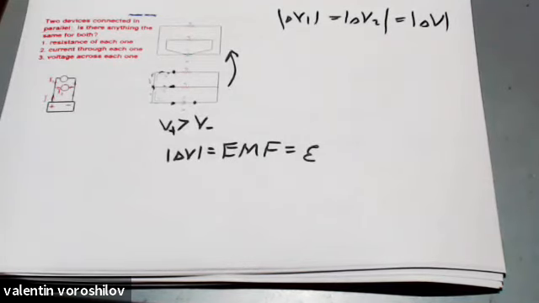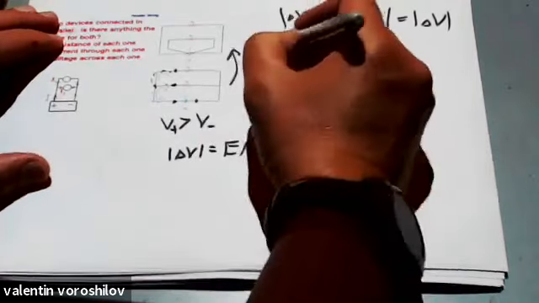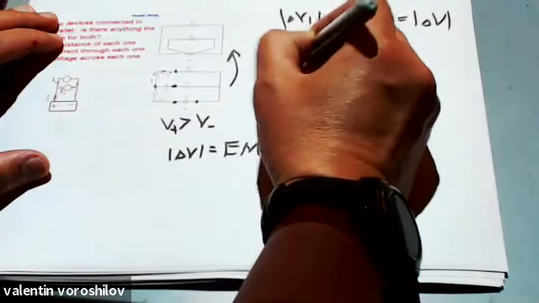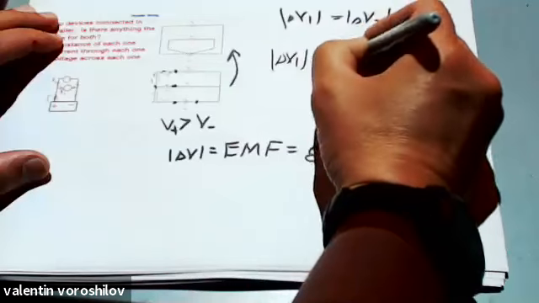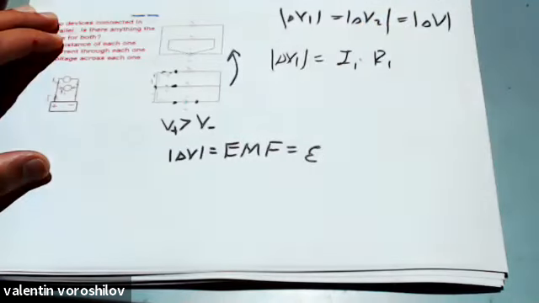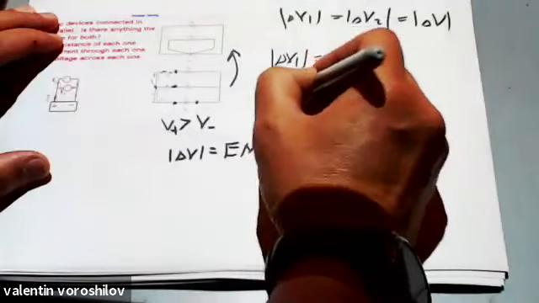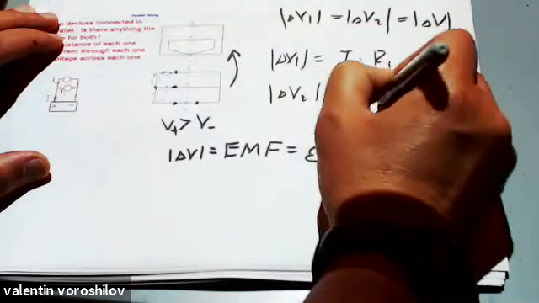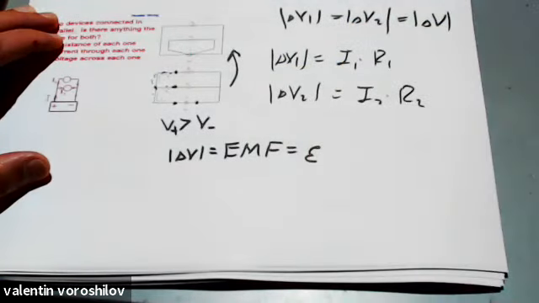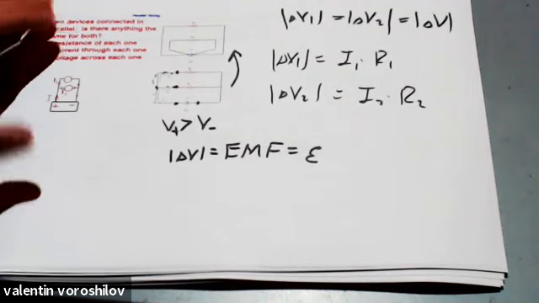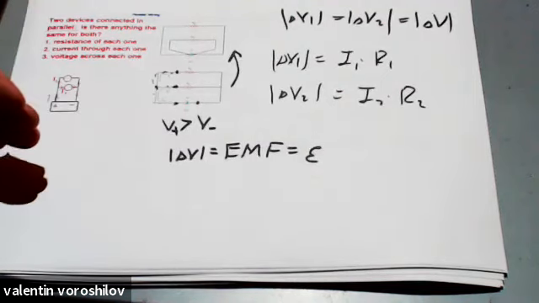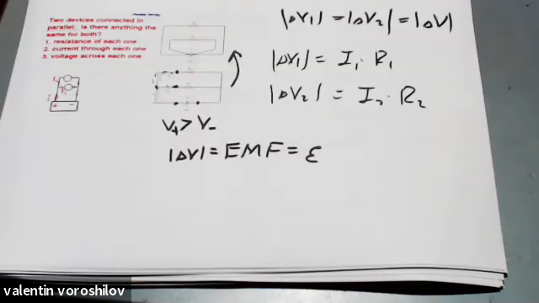And what else can we write? Well, two Ohm's laws, one for each. Delta V1 equals I1 times R1. Delta V2 equals I2 times R2. Can we say now that the electric current is the same? No.